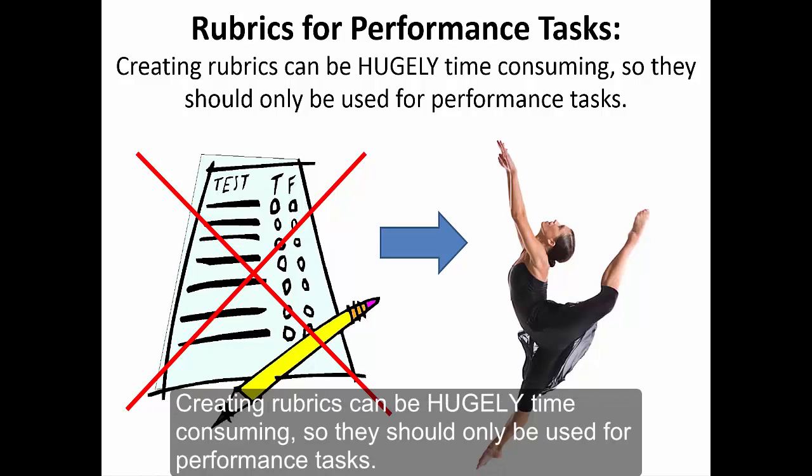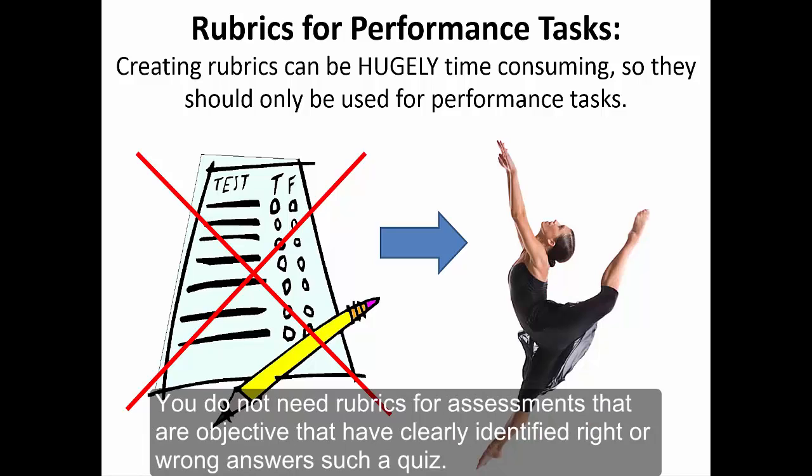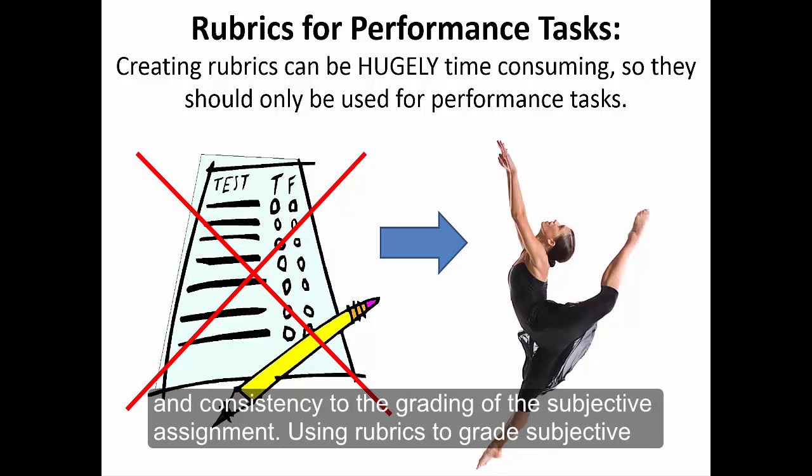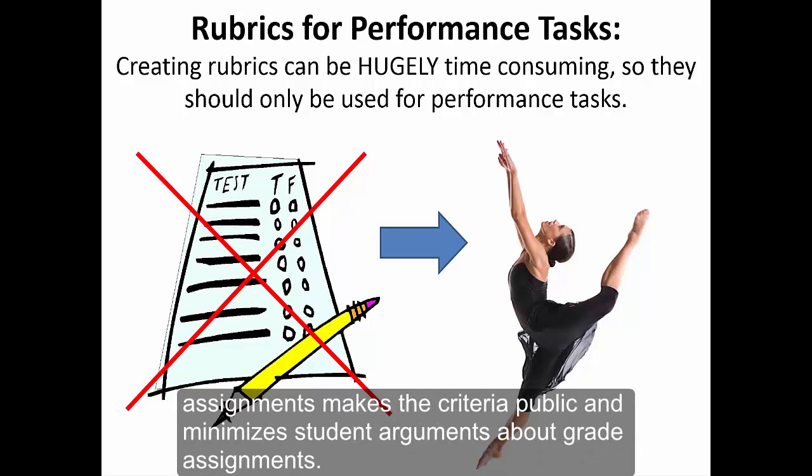Creating rubrics can be hugely time-consuming, so they should only be used for performance tasks. You do not need rubrics for assessments that are objective, that have clearly identified right or wrong answers, such as a quiz. Rubrics are great for assessments that are subjective, to provide a certain level of objectivity and consistency in the grading of a subjective assignment. Using rubrics to grade subjective assignments makes the criteria public and minimizes student arguments about grading assignments.